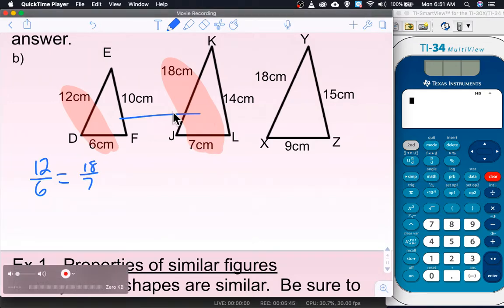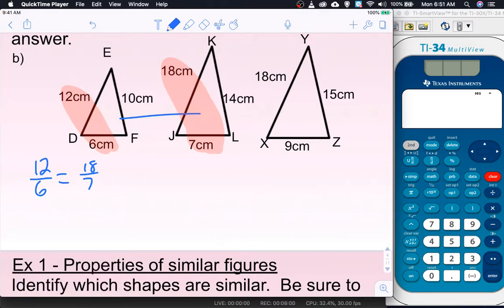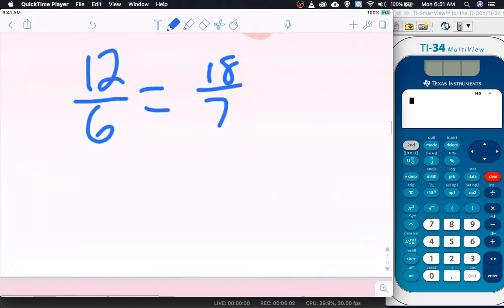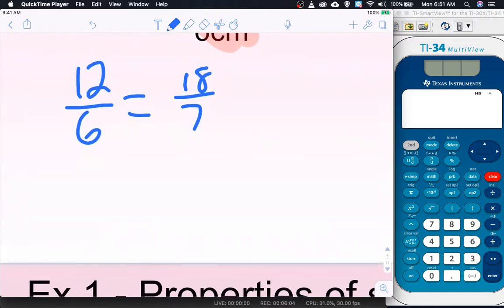You have to use corresponding parts. So this 12 is kind of equal to this 18. They're in the same position on the triangle. This 6 is kind of equal to this 7. Now, from here, proportions. We've seen them before. You saw them a lot in 7th grade.